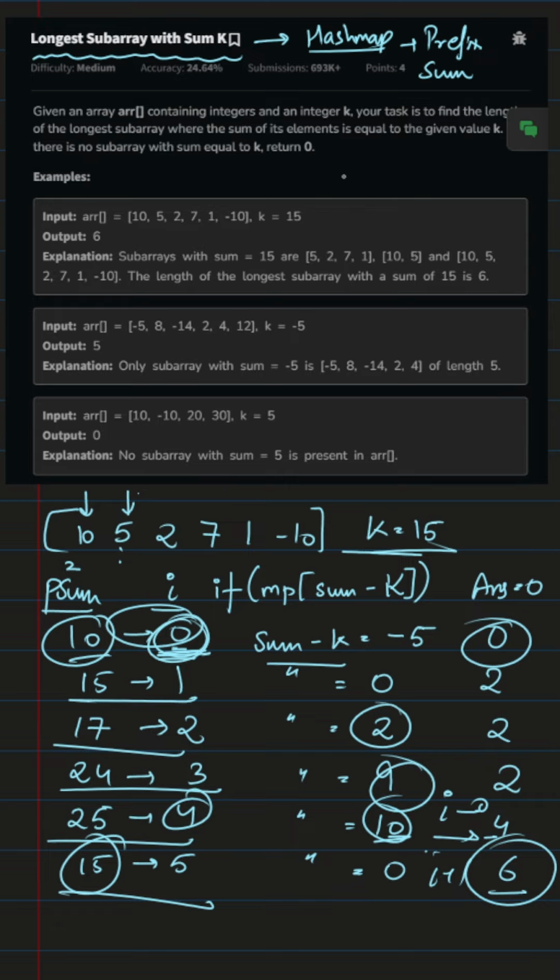Now for the time complexity and space complexity. Time complexity of this question is big O of n, and the space complexity of this question is also big O of n for the HashMap.